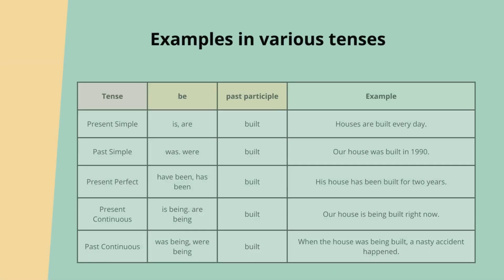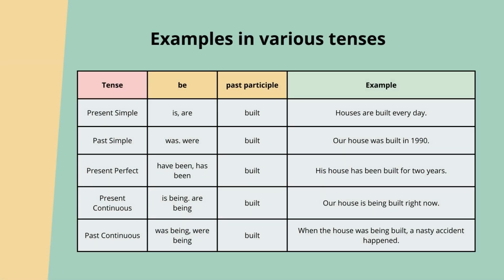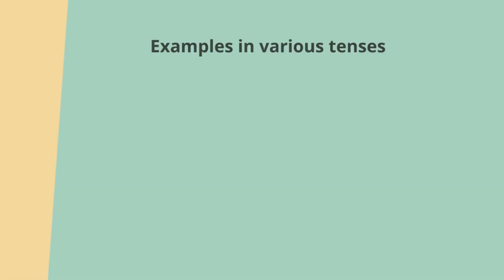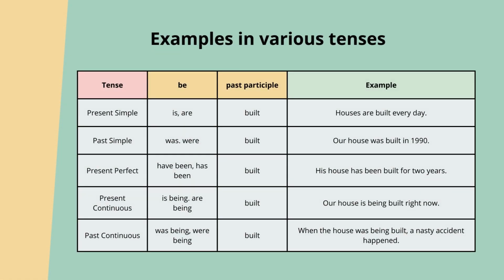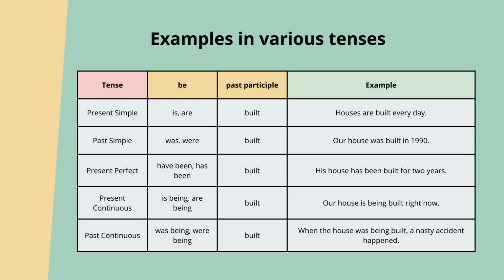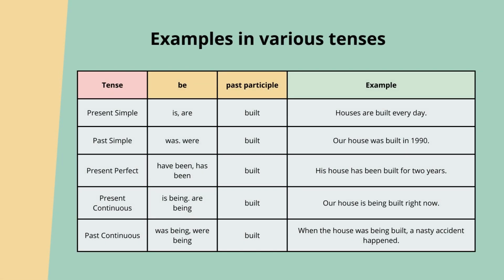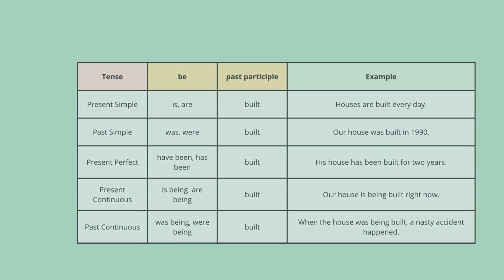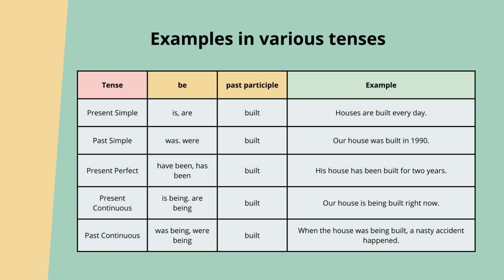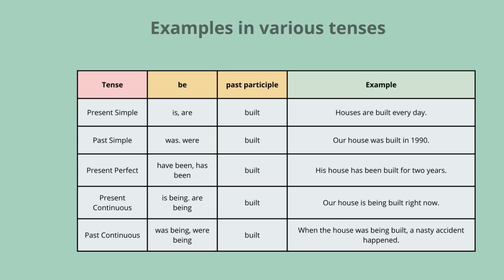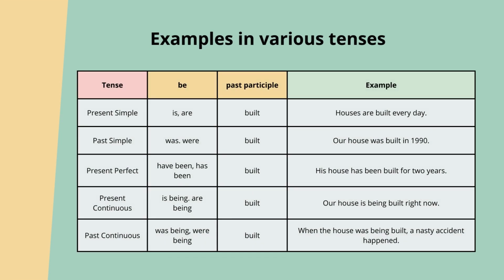Present perfect: have been, has been, past participle built. Example: His house has been built for 2 years. Present continuous: is being, are being, past participle built. Example: Our house is being built right now. Past continuous: was being, were being, past participle built. Example: When the house was being built, a nasty accident happened.